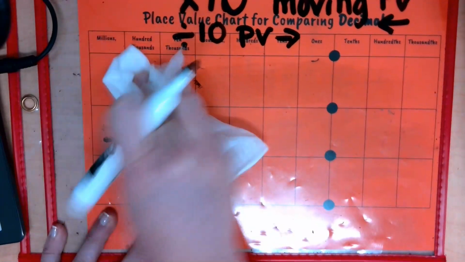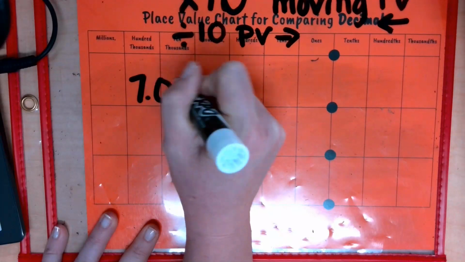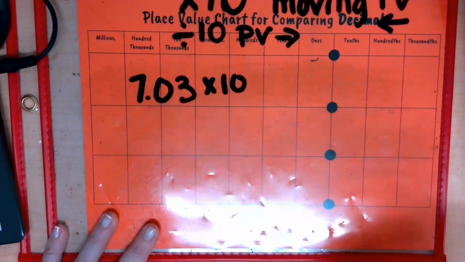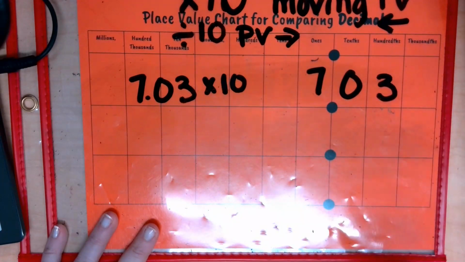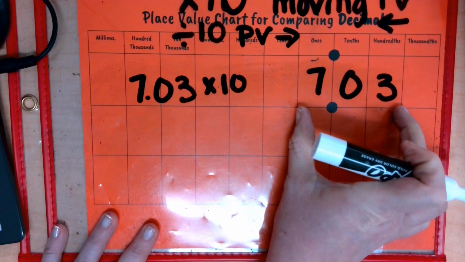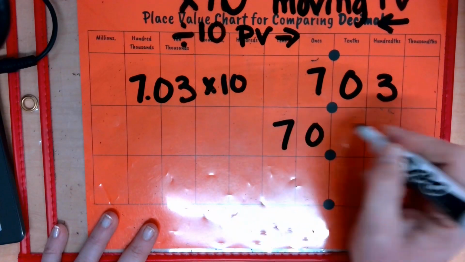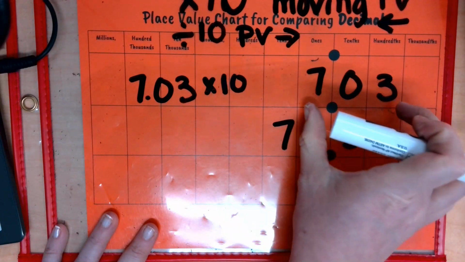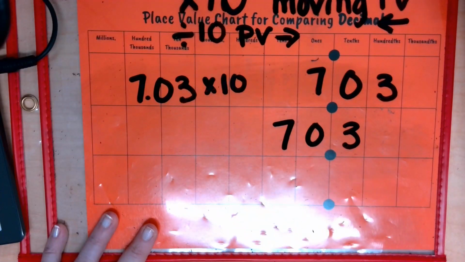If I have a number that has a 0 already in it, let's say I have 7 and 3/100, and I'm going to multiply that by 10. I'm going to start with my 7 and 3/100, and since I'm multiplying by 10, all of the digits are getting moved over a place value. So I move every number, even the zeros, because the zeros are the placeholder to keep the distance between them. So now I have 70 and 3/10.